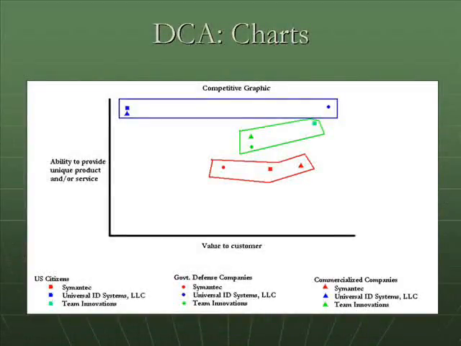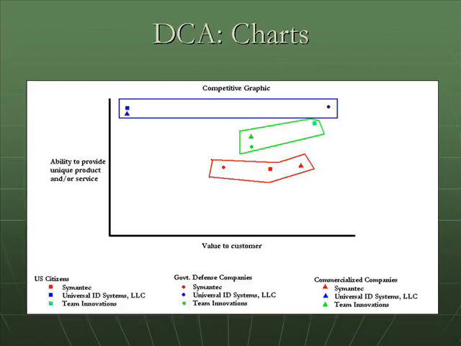The competitive graphic is represented in this slide. Notice the trends for each competition. In general, our product has the highest average. Team Innovations Universal ID is represented in green. It has the highest average value to uniqueness ratio. Symantec has the lowest uniqueness ratio, but is comparable to our product's value to customer averages.